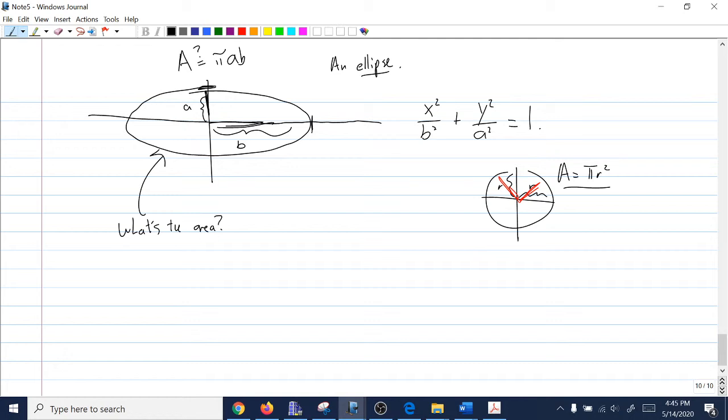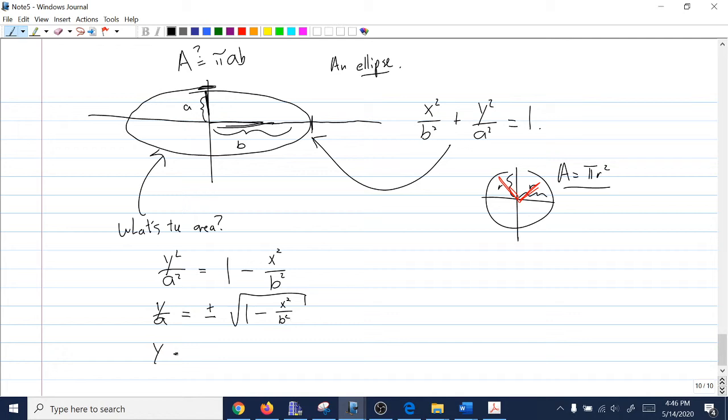This equation is, well, I wrote it this way. I think I have the a and b switched from what they normally are. But this equation does match with this graph, so we'll just go with this equation. I want a formula for that curve. If I take this thing and solve it for y, I get y squared over a squared equals 1 minus x squared over b squared. So y over a is plus or minus the square root of 1 minus x squared over b squared. So y is plus or minus a square root 1 minus x squared over b squared.